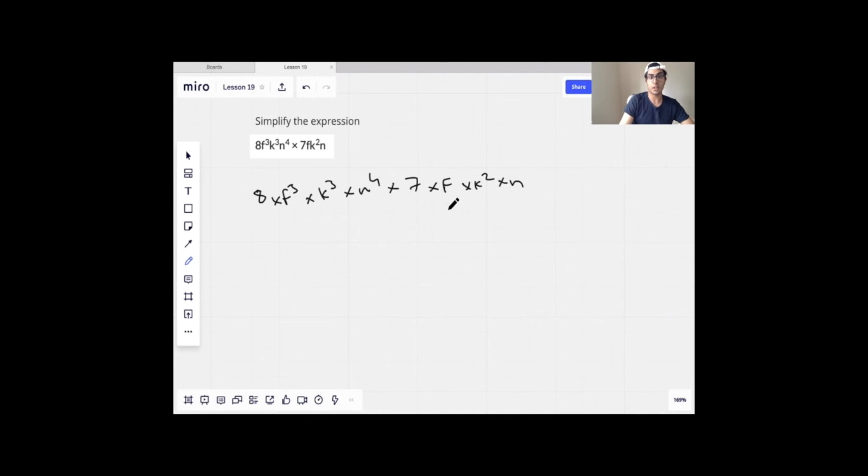And let's collect the like terms. We'll talk a bit more about that in another video, but for example, we can do 8 times 7 times f times f cubed times f squared. Sorry, f cubed times f.